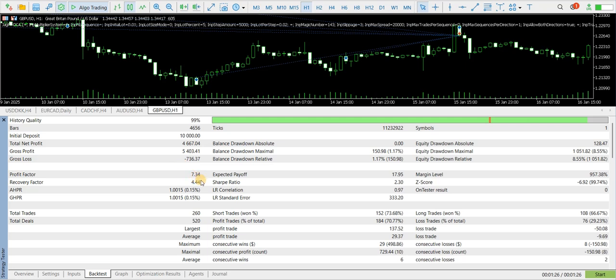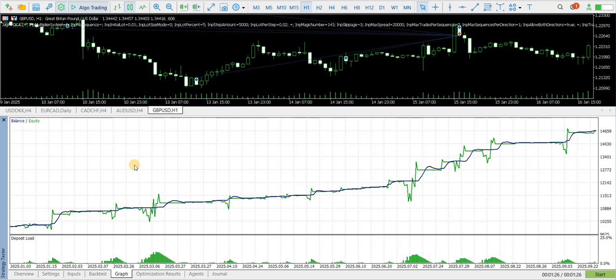Profit factor 7.34. There's 260 trades taken. Sharpe ratio 2.30, which is great, and the drawdown's pretty reasonable, 8.55. That's the maximum drawdown on equity. So not a bad result, and that just shows you the trailing stop in action.